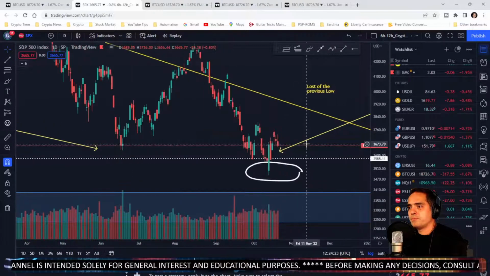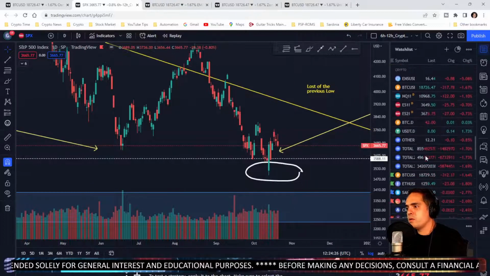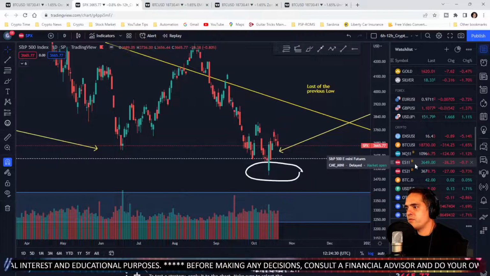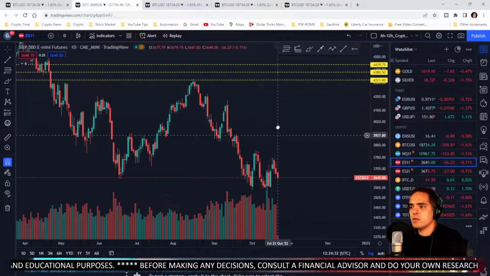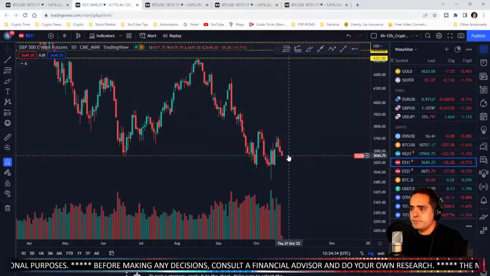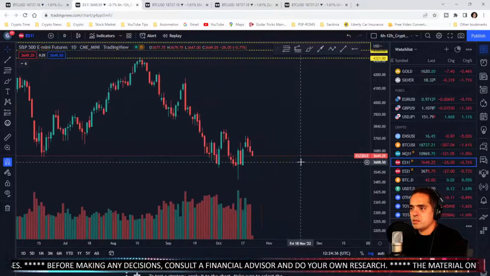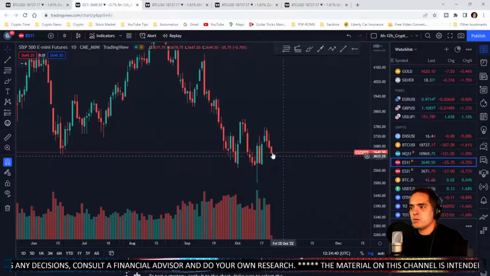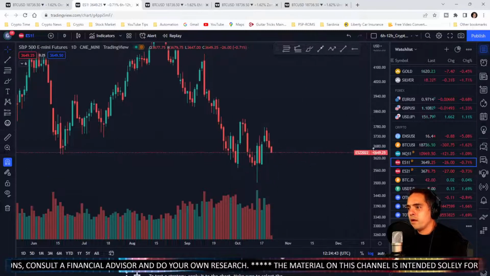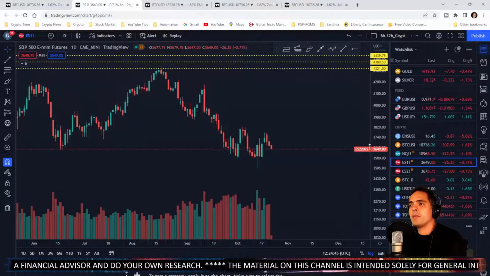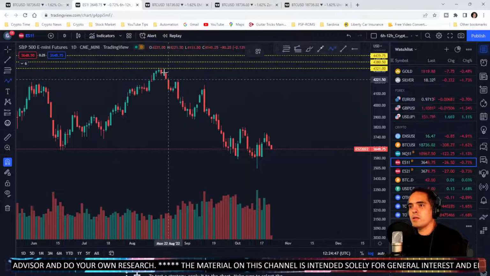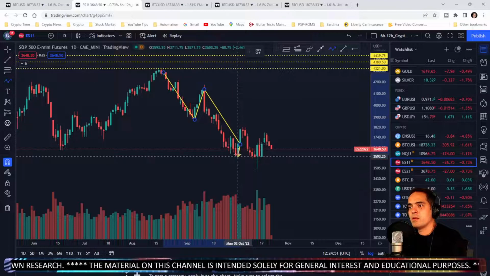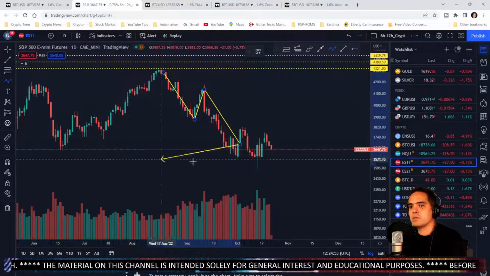All right, so it's not open yet, but if we scroll here, we'll see the futures of SP 500, which is this guy here, and again it is a red candle right here. Okay, so Friday 21st, and again we've been on this downtrend for a while now.